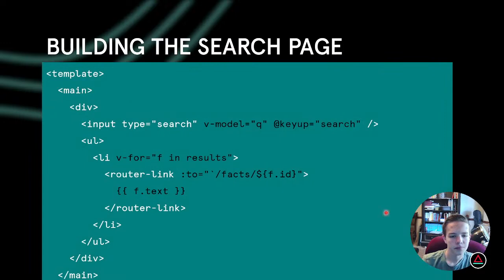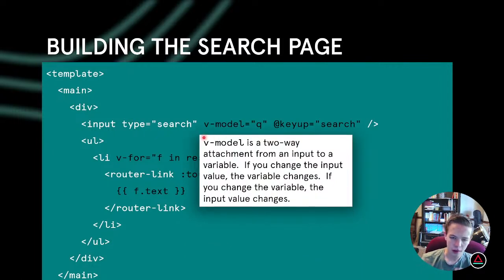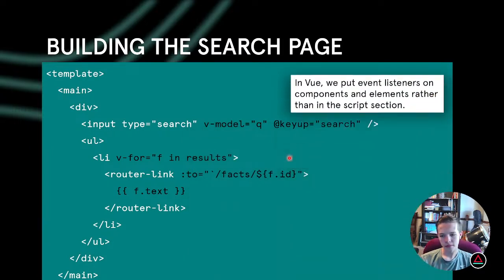So, build a search page. In this case, v-model is a two-way attachment from an input to a variable. In other words, if you change the value of the input, then the variable changes. And if you change the variable, then the input value changes. It's a really easy way to make forms in Vue.js. Super cool. We also have event listeners on components and elements rather than in the script section.